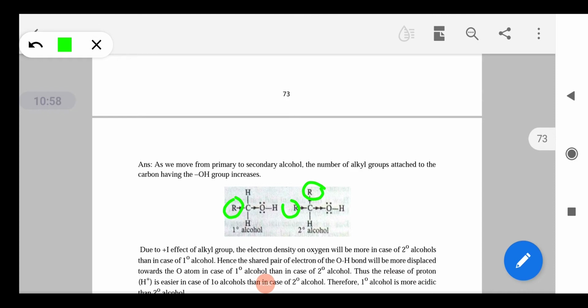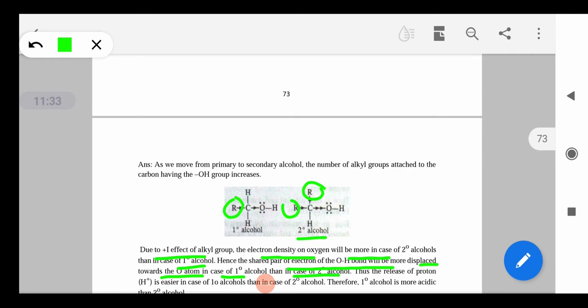Now alkyl groups show positive I effect. So due to the greater number of alkyl groups in secondary alcohol, the electron density on the oxygen atom will be more as compared to the primary alcohol. So the shared pair of electrons of the OH bond will be more displaced toward the oxygen atom in primary alcohol than in case of secondary alcohol.